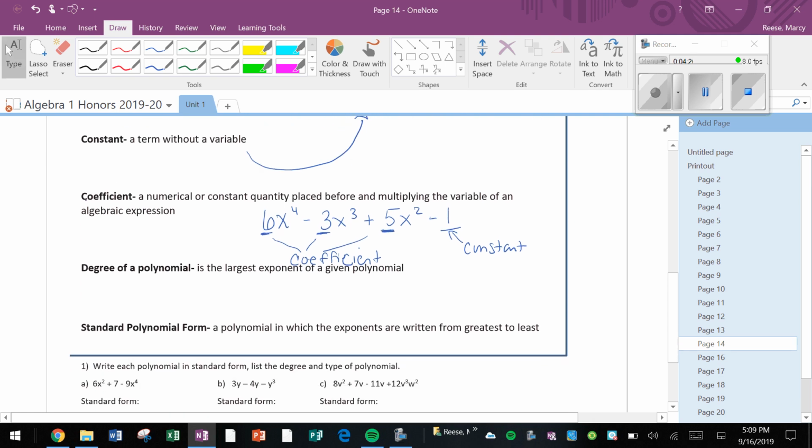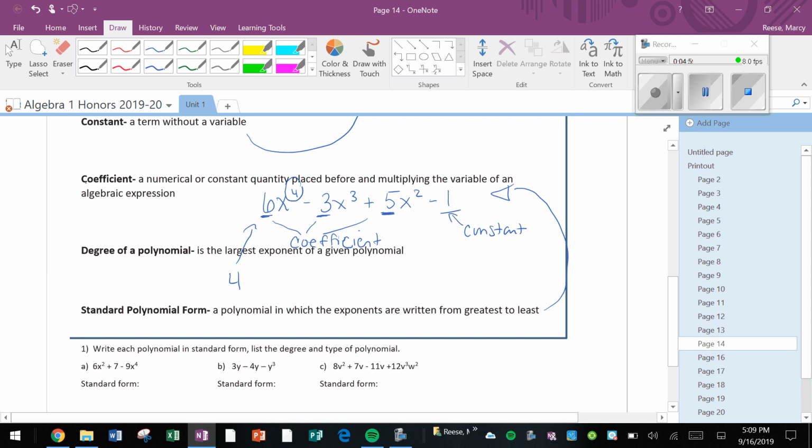A degree is the largest exponent. So the degree for that problem up above would be 4, because the largest exponent in that example is 4. That's a degree. And standard form is where you write a polynomial from greatest to least as far as the exponent. So the one I just did up here is written in standard form because I put the largest exponent first down to the constant. The constant goes last, okay?